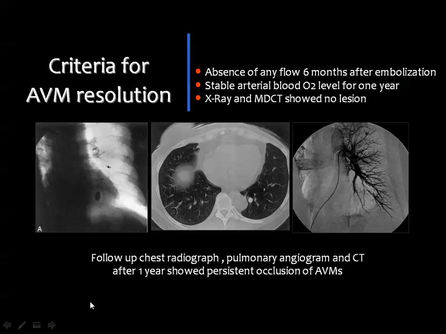Then what are the criteria of accurate treatment of arteriovenous malformation? Number one is absence of any flow across the lesion after 6 months from the embolization date. Then a stable arterial blood oxygen level for 1 year, and the X-ray and the multi-detector CT show no lesion and no flow across the site of the lesion.